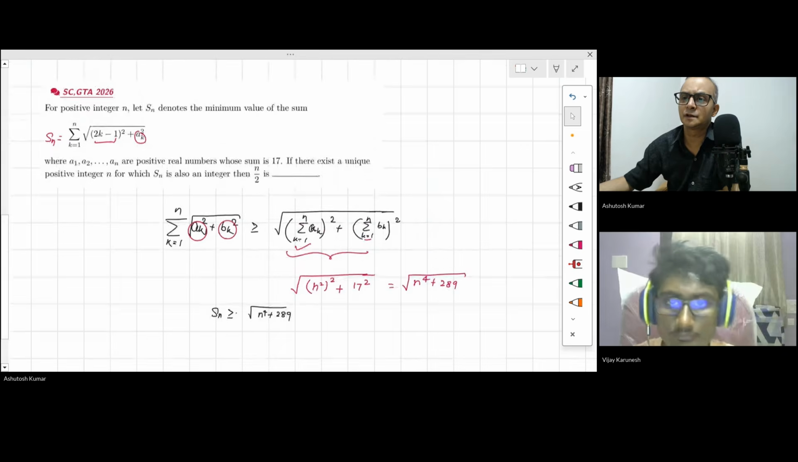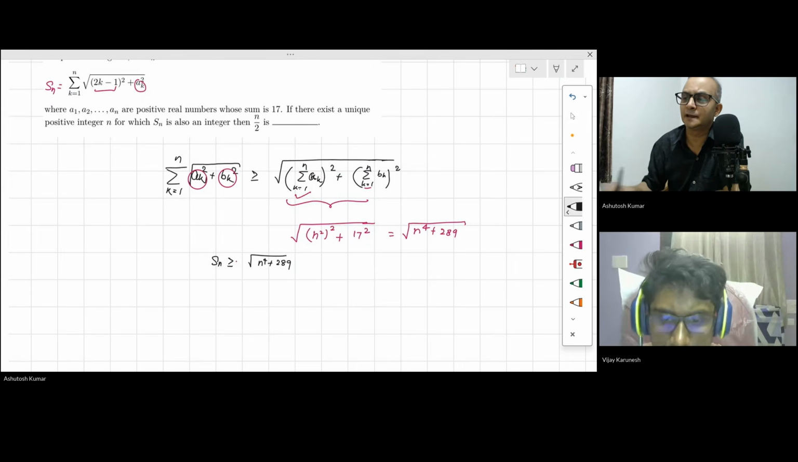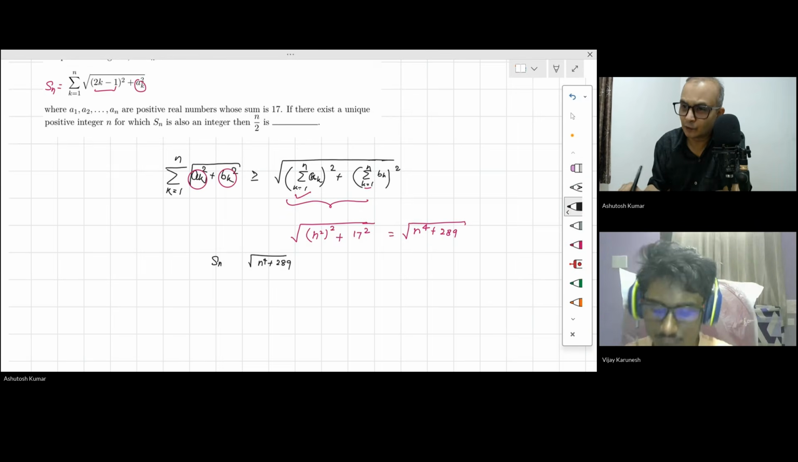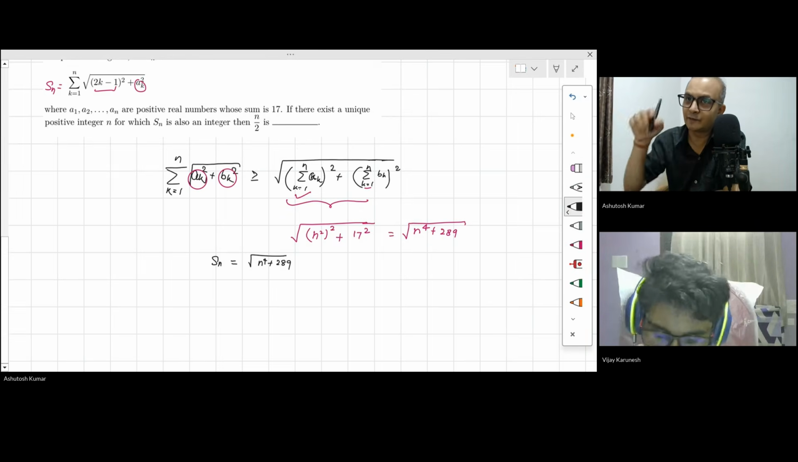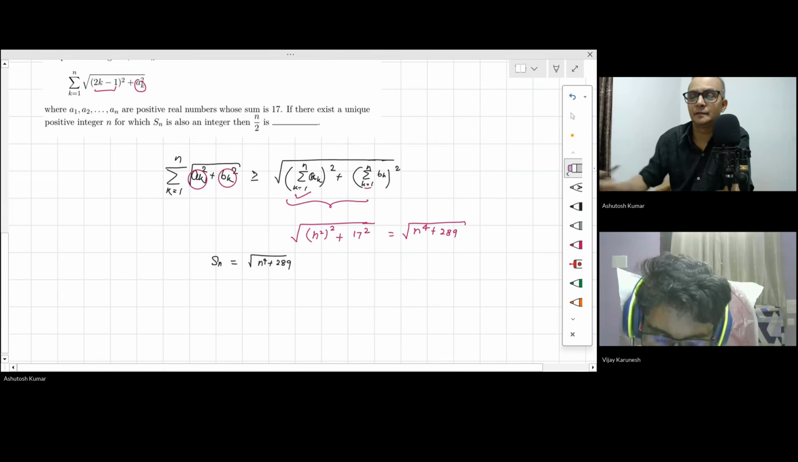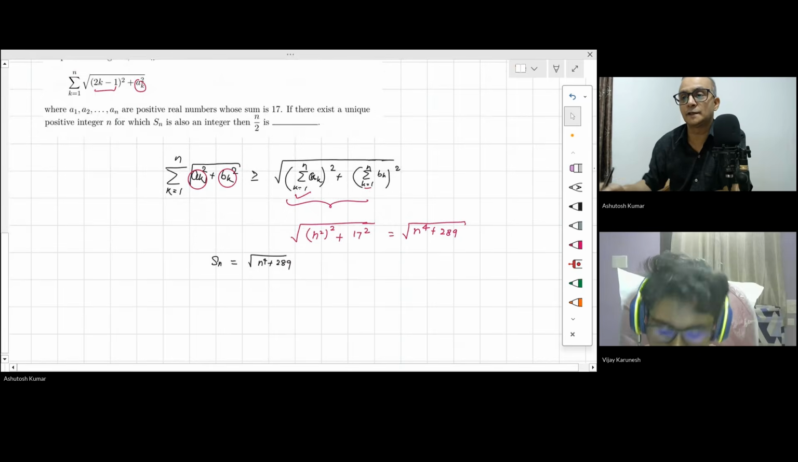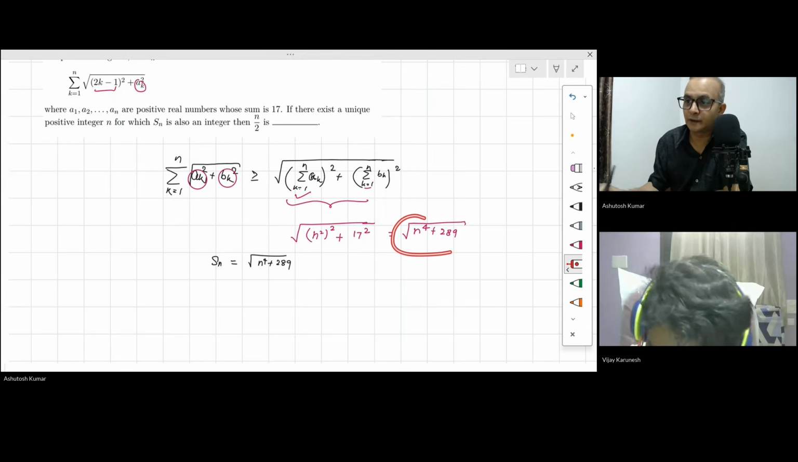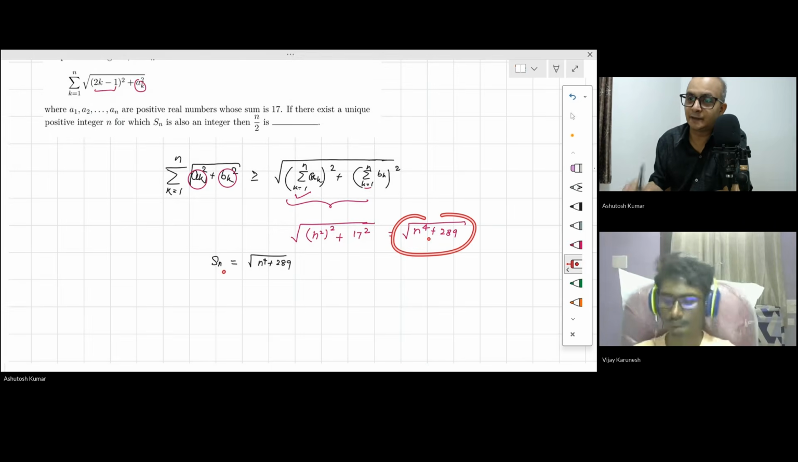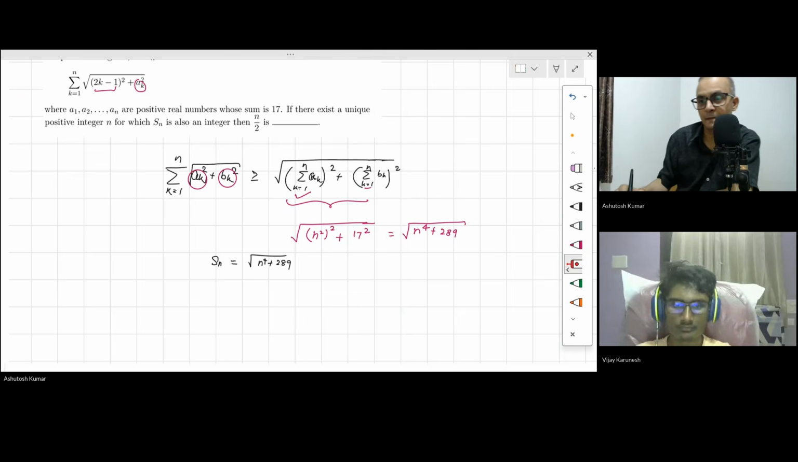Okay, minimum value sum. So this is only Sn, I think. I should not say Sn greater than, because minimum value, this only. So Sn denotes the minimum value of the sum. I misread the question. Sn denotes the minimum value of the sum, and the minimum value of the sum is this quantity. So that is denoted by Sn.